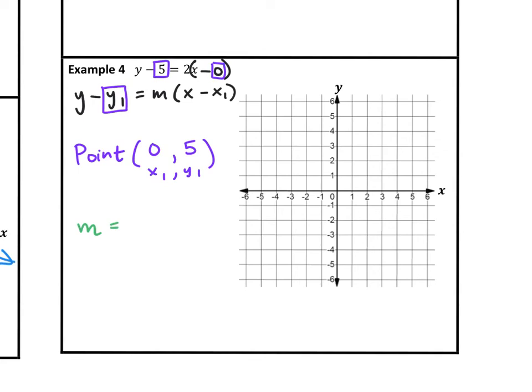My x1 is 0. What's my m? What's the slope? What's the number in front of the x? 2, right? And what's the number underneath 2 if there's nothing given? We assume that there's a 1 underneath, right? So that means I'm going to go up 2 and to the right 1.